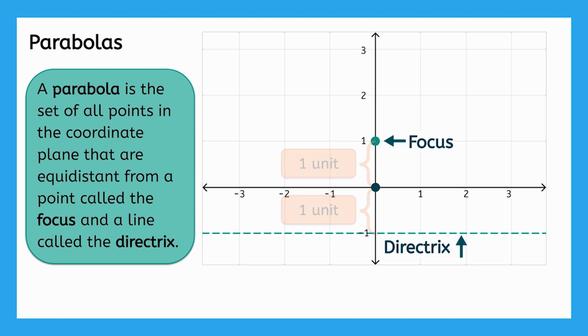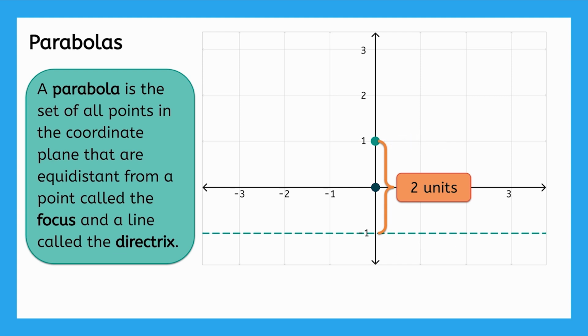Now that we have one point equidistant from both the focus and the directrix, let's find more. How far apart are the focus and directrix? Yes, they are 2 units apart. How does that help us plot more points? Knowing the focus and directrix are 2 units apart, we can say any point on this parallel line is also 2 units from the directrix.